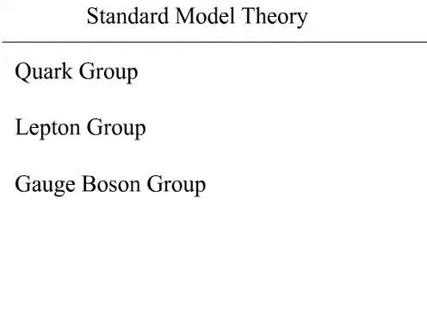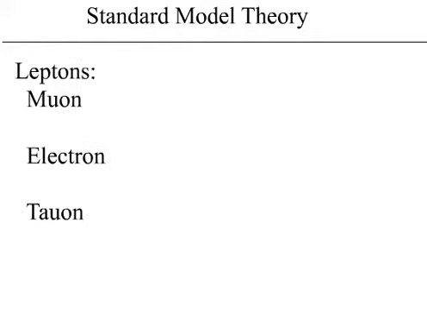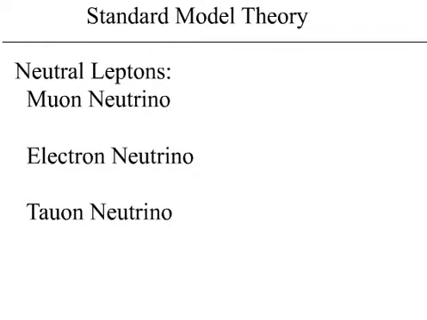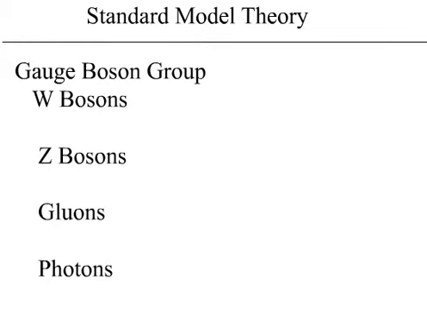The Standard Model theory states that there are three main particle groups that make up everything, and one theoretical particle that exists in none of these groups. The three main particle groups are the quark group, the lepton group, and the gauge boson group. Leptons can be separated into two types, those that are electrically charged and those that are not. The electrically charged ones are the muon, the electron, and the tauon.